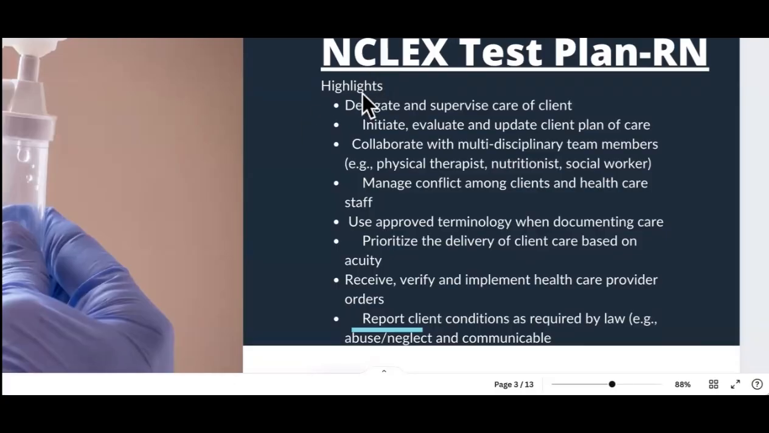All right, well, it's going to be delegation. We've already seen a delegation practice question in the group of questions that I had for you, right? You wanted to know which of these following actions can be delegated to a UAP. All right, so delegation and supervision of the care of the client. It will also include initiating, evaluating, and updating the client's plan of care.